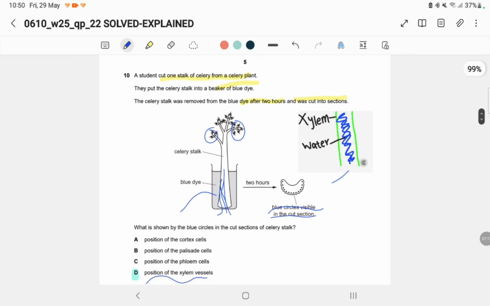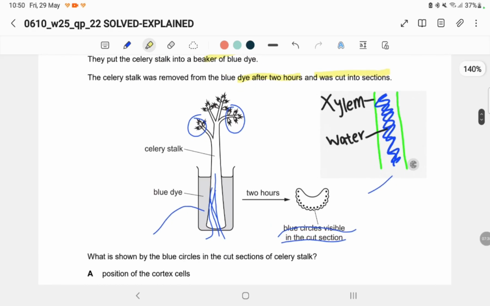Now moving to question number 10. Question number 10 is very easy. It's telling you here that he put this plant into that blue dye, and basically, of course, any plant that you place in water, the water will be driven up by the cohesion and adhesion forces in the xylem vessels, so that they can reach what? They can reach the leaves, right? So in order for them to reach our leaves, you need the water to move through the xylem vessels. So for that to occur, you need a xylem vessel.